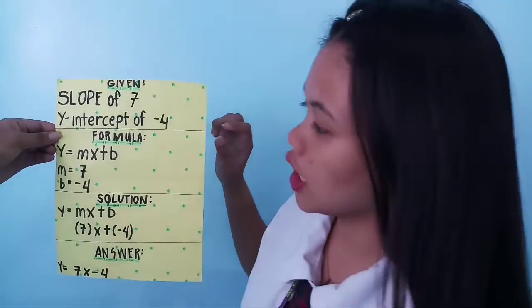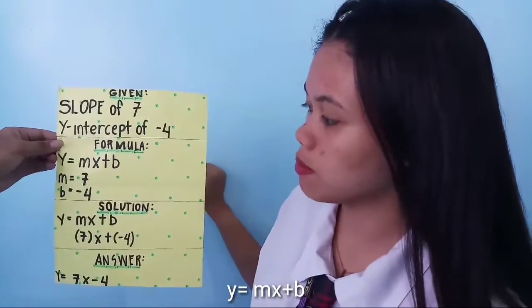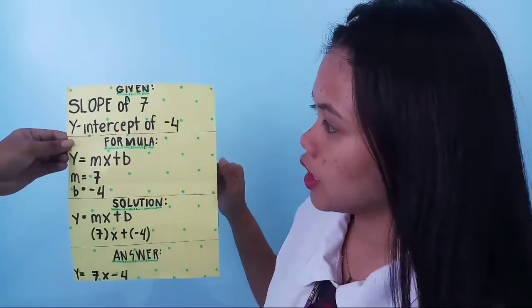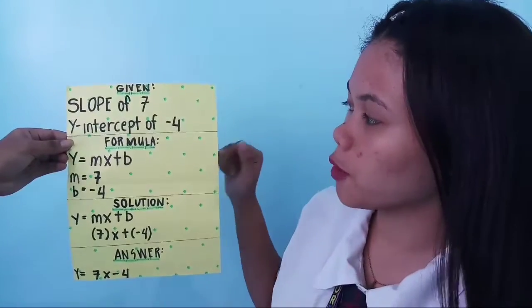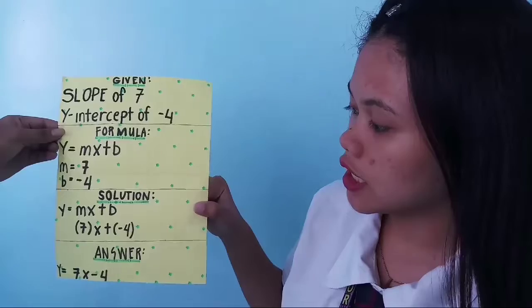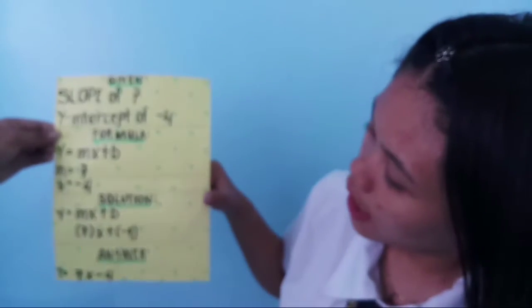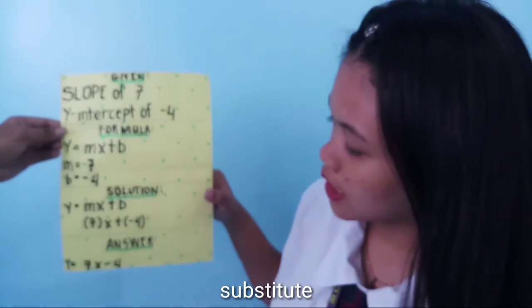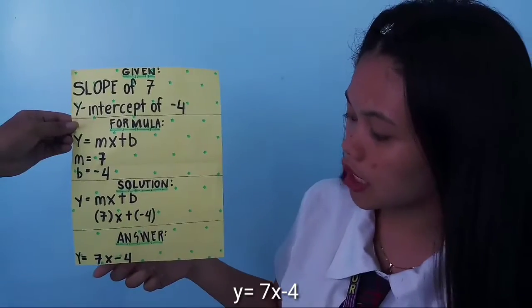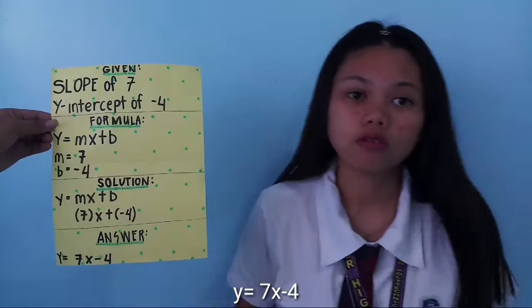We will use the formula y is equal to mx plus b. m represents the slope, which is 7, and b represents the y-intercept, which is negative 4. So we simply substitute: 7x plus negative 4. So the answer is y is equal to 7x minus 4.